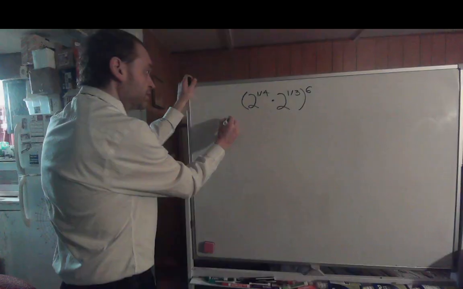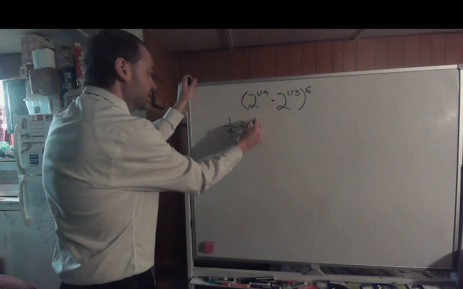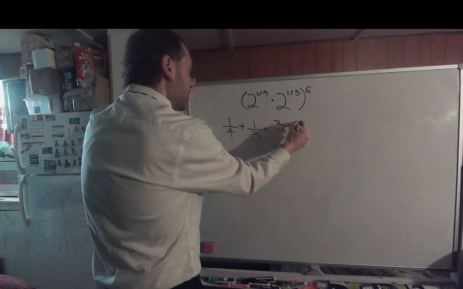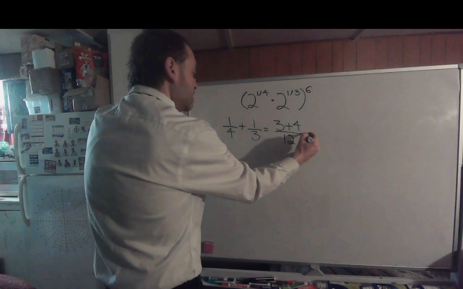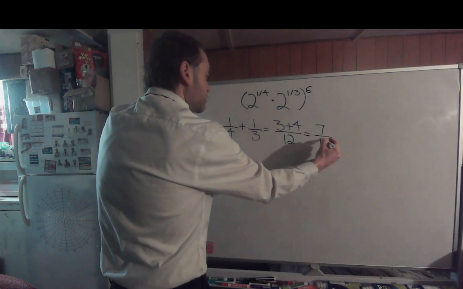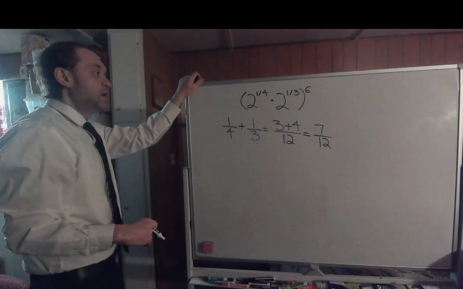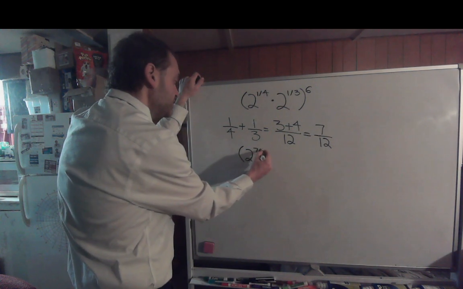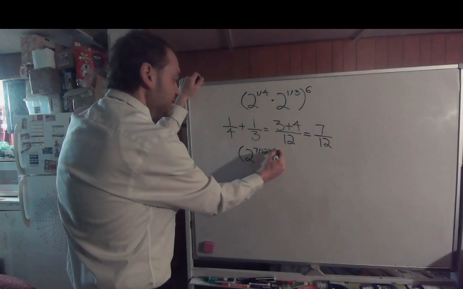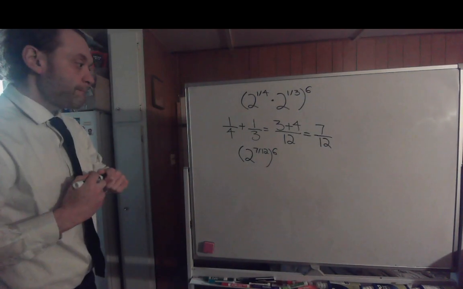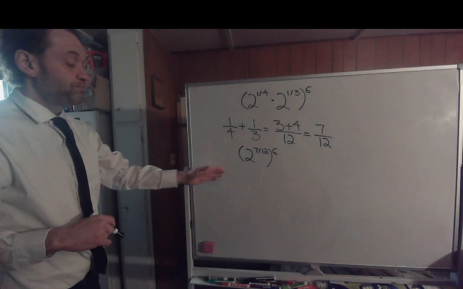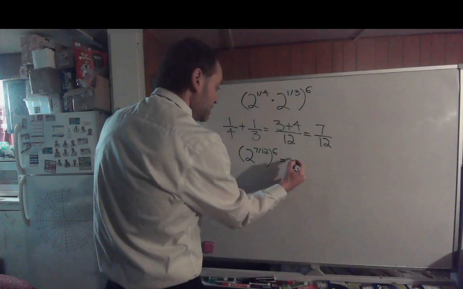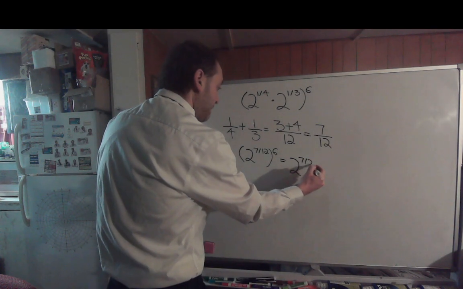So let's work out what 1/4 plus 1/3 is. Well, that would end up giving you 3 plus 4 over 12, which would end up giving you the 7/12 power, okay? So this would end up turning into 2 to the 7/12 power raised to the 6th, which, you multiply these, you'll end up getting 2 to the 7/2 power.